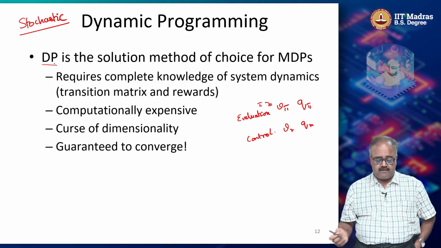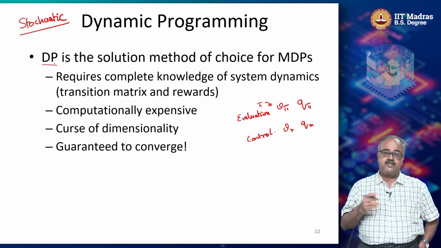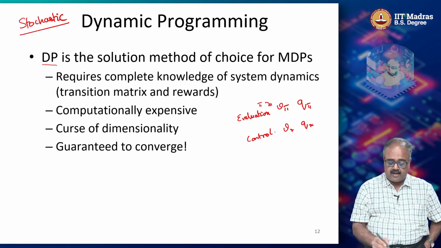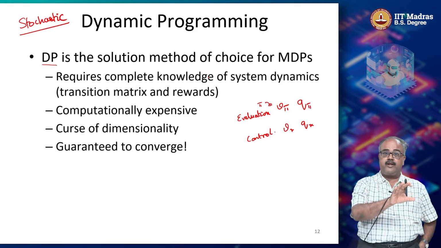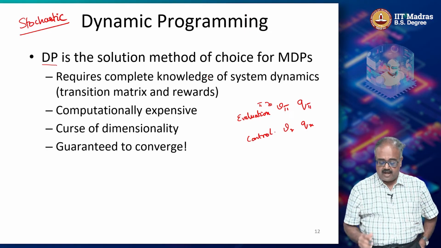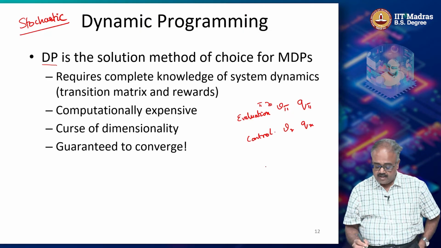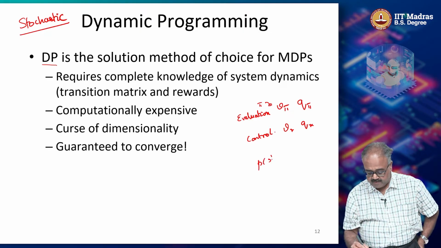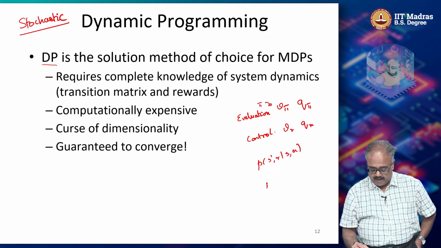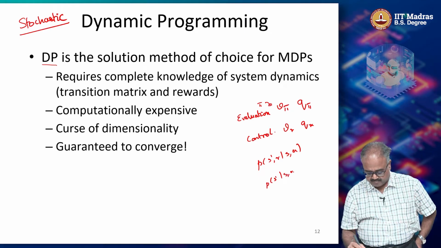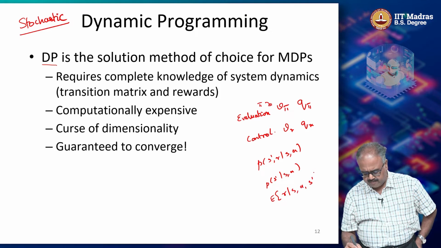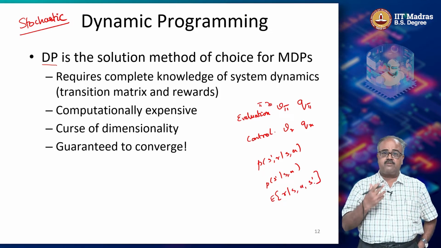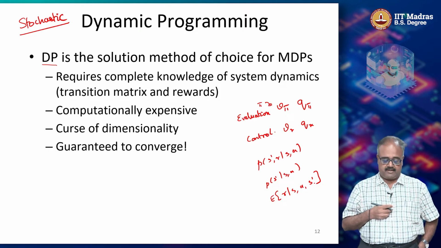There are a few things that we should know about dynamic programming methods. As you will see in a bit, they require complete knowledge of the MDP. You need to know the states, the actions, the transition matrix, and the rewards. The transition matrix is what? Basically you need to know P of S prime, R prime given S comma A, or you need to know P of S prime given S comma A and the expectation of R given S, A, S prime. This is what we mean by complete knowledge of the system dynamics.